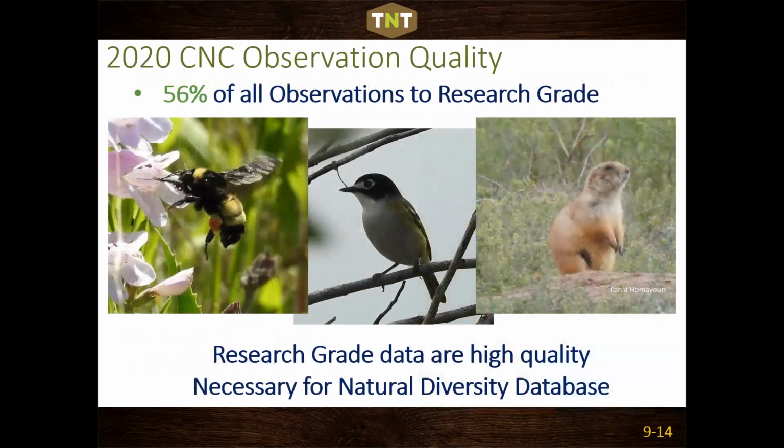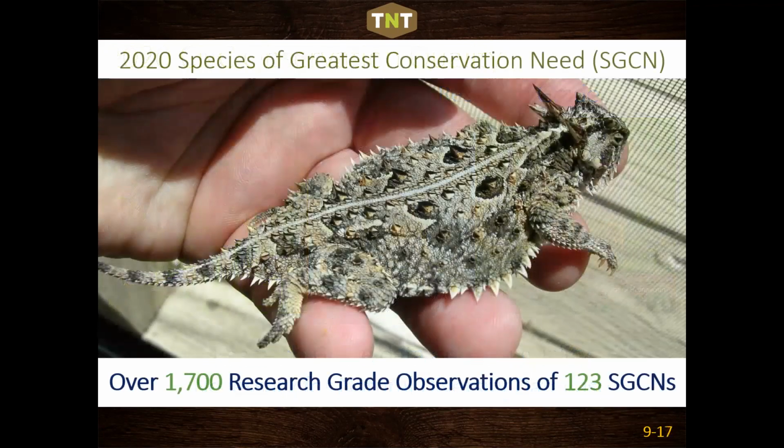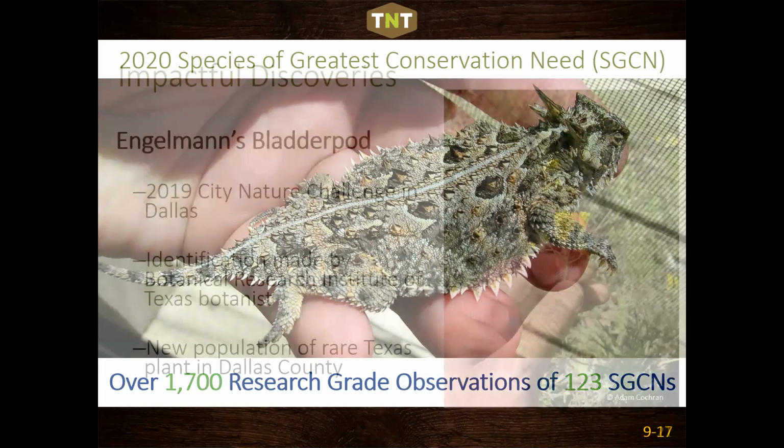Some other results: 56%, more than half of our observations in all of the project cities, were what is called research grade. That means those are data of high enough quality that can be used in the Natural Diversity Database. So very valuable data is found through this effort. Specifically, we had over 1,700 research grade observations of 123 SGCN. So again, those records are valuable. If we didn't have this event, if we didn't have iNaturalist, this data would not be getting collected at the rate that it is now. So incredibly important, incredibly valuable.